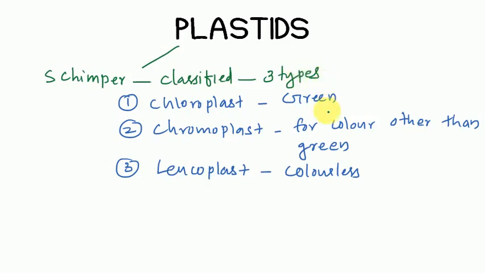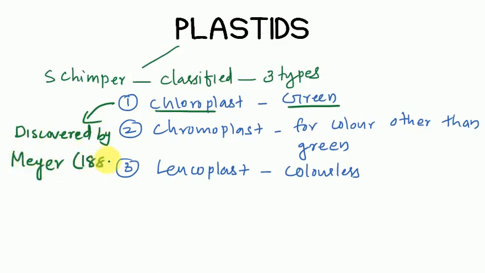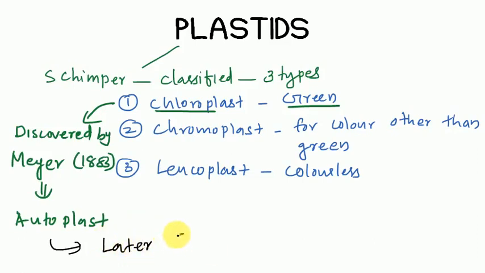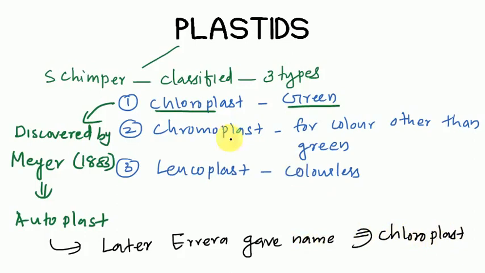This green plastid, that means chloroplast, was discovered by Mayer in 1883. He called it autoplast. However, who gave the name chloroplast? Later, Herrera gave the name chloroplast.